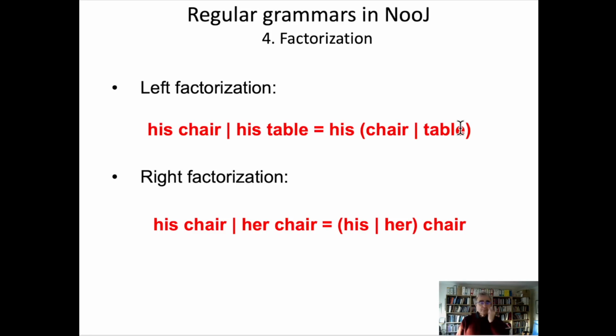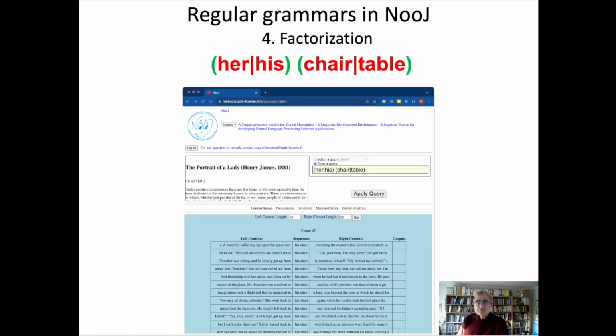We have the same phenomenon to the right. So if we have "his chair | her chair", we can write this by saying "his | her" followed by "chair". So this is left and right factorization, and we can of course combine both of them. So we could write, for example, "her | his" in parentheses followed by "chair | table". And this is what we're going to get.